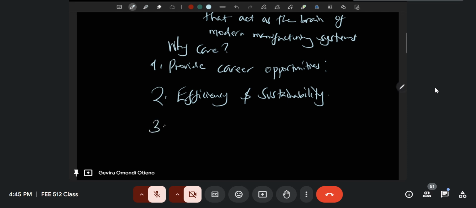Of course, PLC is a very innovative process. I would dare say that PLCs, programmable logic controllers, are the backbone of all these emerging technologies: IoT, AI, smart factories, whatever it is. They are based on PLCs.